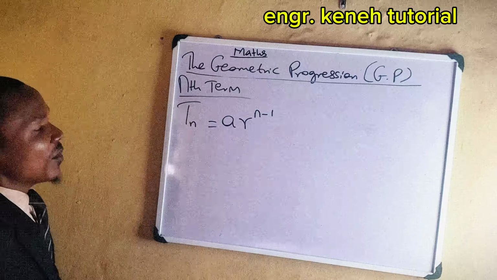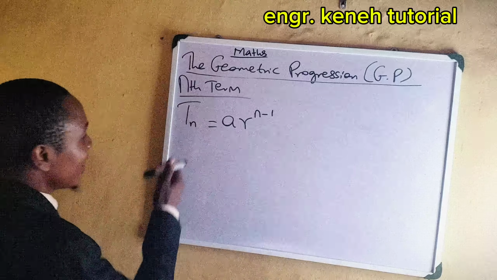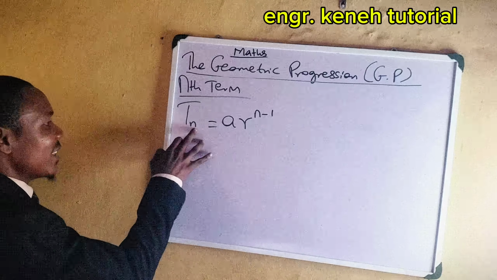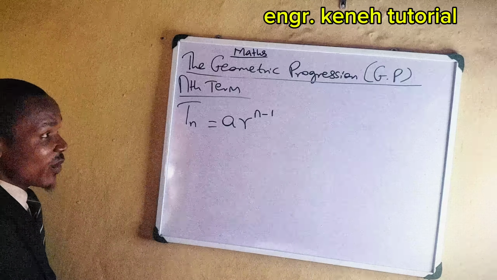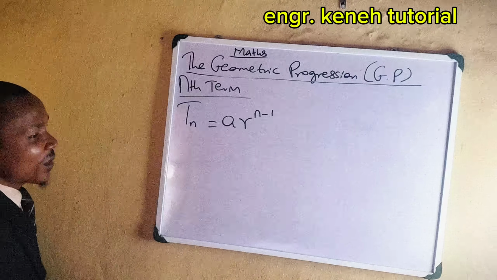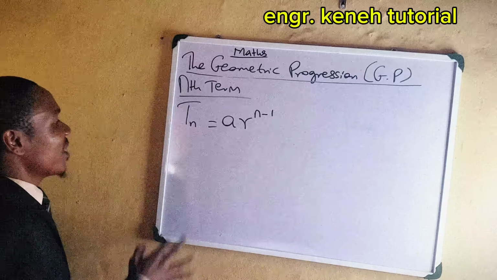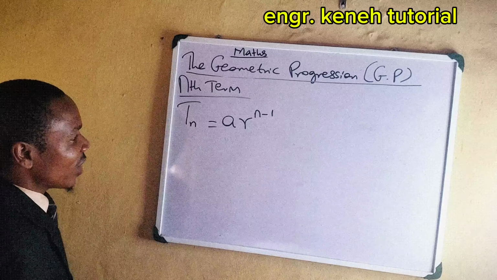So the nth term of a GP can be calculated using this formula. This n is the particular term that you are talking about. If you are talking about the 7th term, that means that n should be 7. If you are talking about the 6th term, n should be what? 6, and so on and so forth.